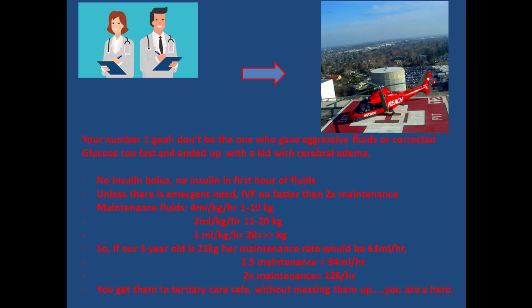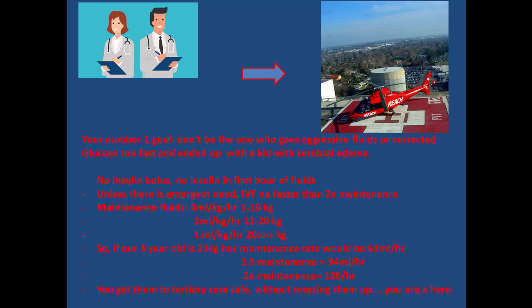So here are some ground rules. No insulin boluses, and really no insulin in that first hour of IV fluids. Which probably means, safest thing, probably no insulin before they get transferred. Don't let their glucose fall more than 100 milligrams per deciliter per hour. So, this is a very gentle management of their glucose.